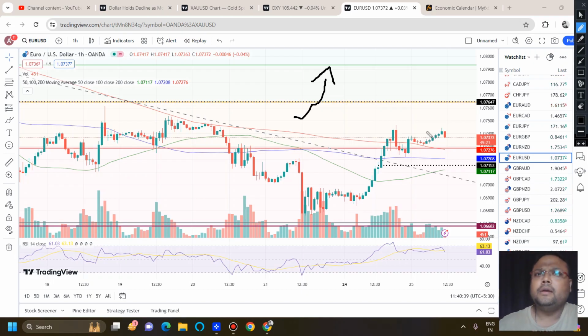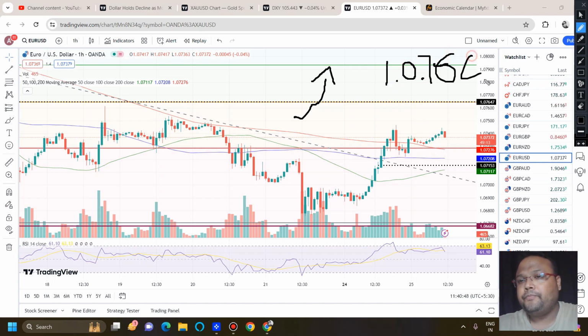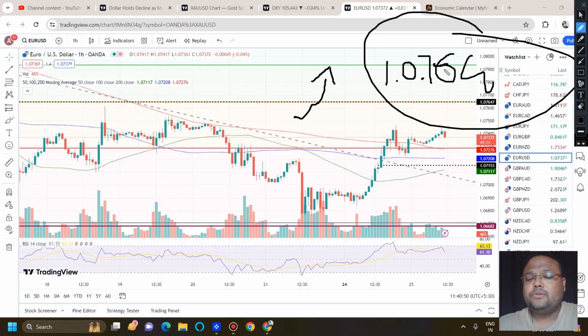You will be on good profit, and then you can look for the next selling opportunity around 1.0764. 1.0764 can be our next selling opportunity on the chart of Euro USD. So if you're holding a buy position, when DXY shows reversal signs, then you need to exit.